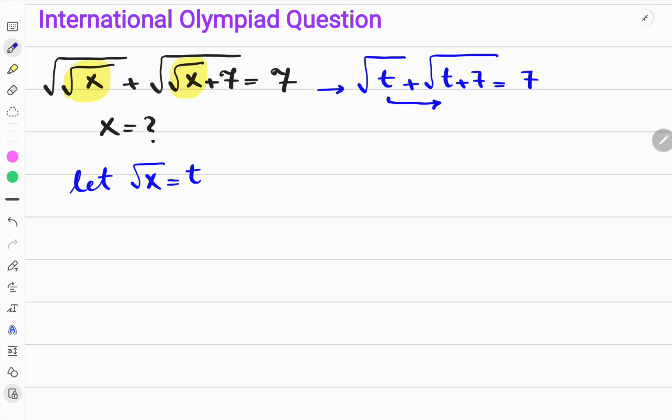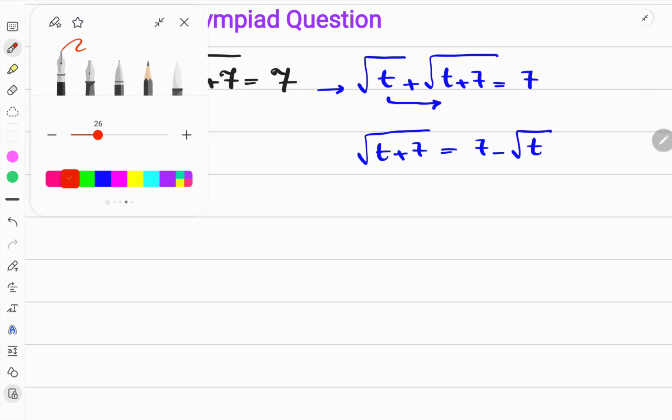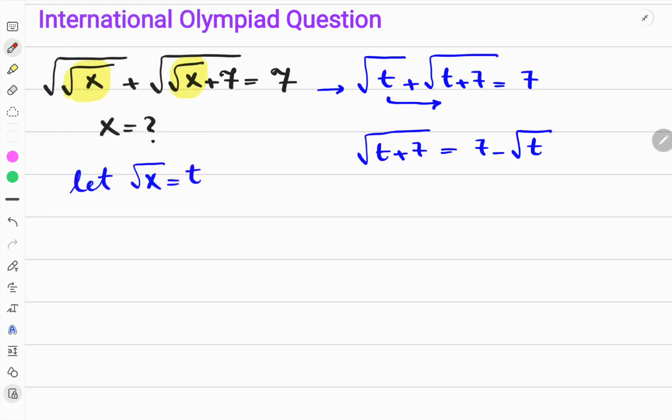But don't forget that when you move one term from one side of the equation to the other side, you should change the sign. So we will have square root of t plus 7 equals 7 minus square root of t. And then for getting rid of some of these square roots, we will raise both sides of the equation to the power of 2.